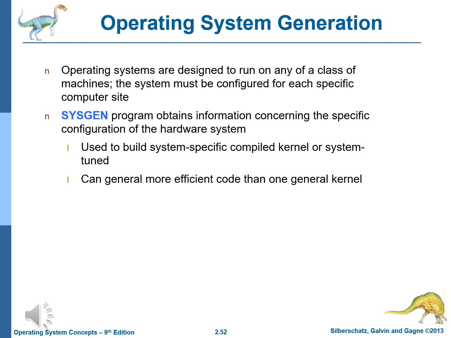The operating system is normally distributed on disk, on CD-ROM or DVD-ROM, or as an ISO image, which is a file in the format of a CD-ROM or DVD-ROM. To generate a system, we use a special program. This SYSGEN program reads from a given file, or asks the operator of the system for information concerning the specific configuration of the hardware system, or probes the hardware directly to determine what components are there.